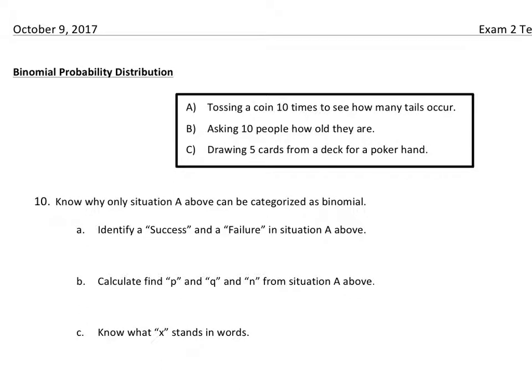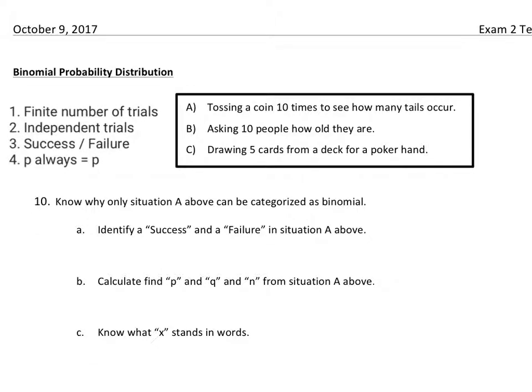Alright, so here I am on page 5. I'll talk about binomial probability distribution. Now this problem is asking about first identifying which of these three situations is binomial. And in this case, we can refer back to the four characteristics of a binomial distribution.